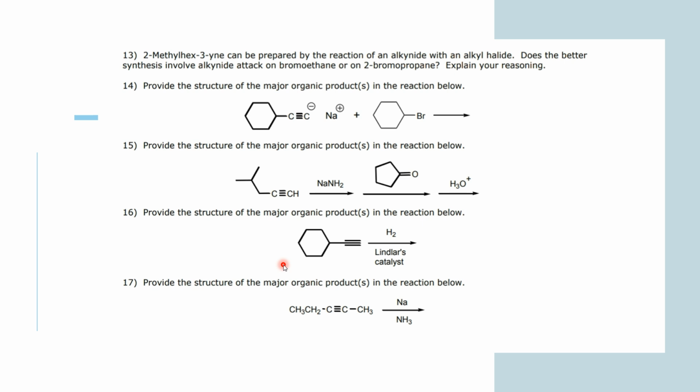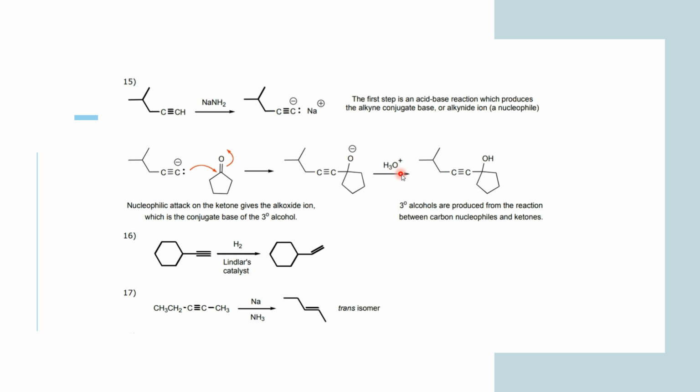Then in the next question, we saw how this terminal alkyne reacted with sodamide to form an alkynide on this carbon center. Then we added cyclopentanone to the system, and this alkynide attacked the electrophilic carbonyl carbon center, leading to the formation of this oxide anion. And this oxide anion was neutralized during the workup stage. Okay, it just simply picked up a proton, giving us this tertiary alcohol.